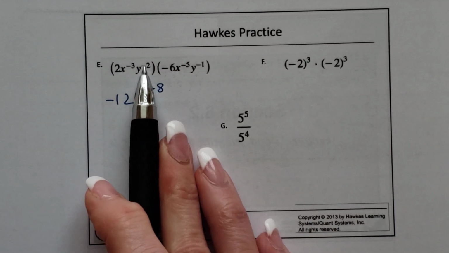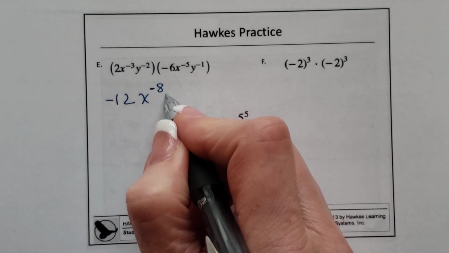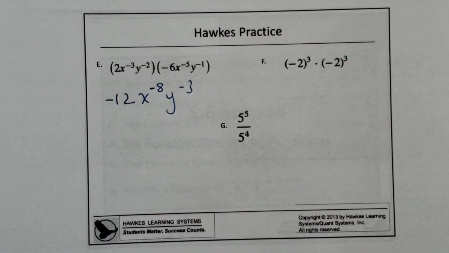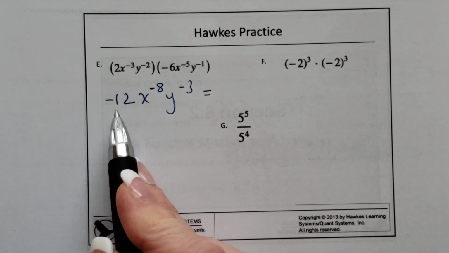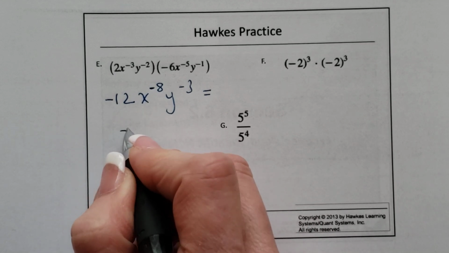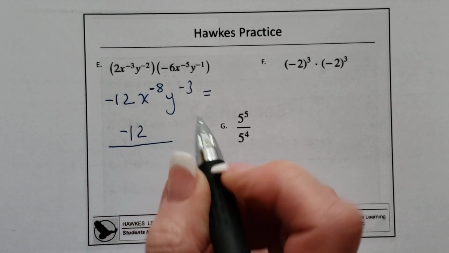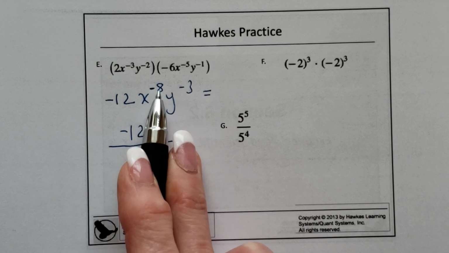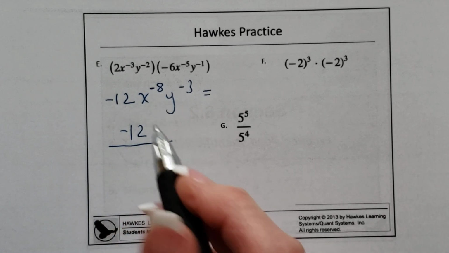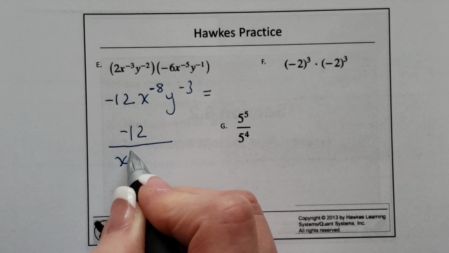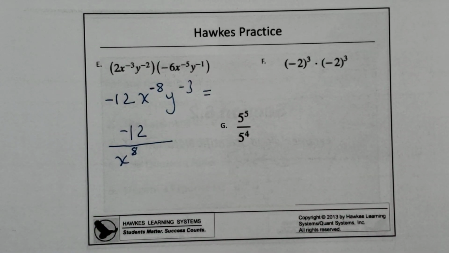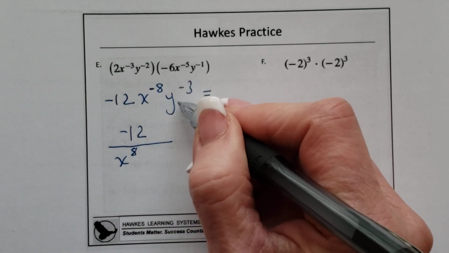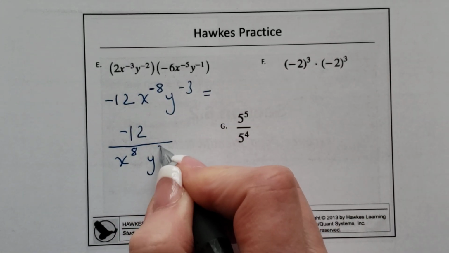I'm going to add negative 2 and negative 1 and get negative 3. That's not simplified because I can't have negative exponents. So my negative 12 is a whole number and it goes over 1, so it stays in the numerator. My x gets dropped to the denominator because I have a negative 8. So I drop it over the line, change the sign. Same thing with y. y to the negative third is the same thing as 1 over y to the third.